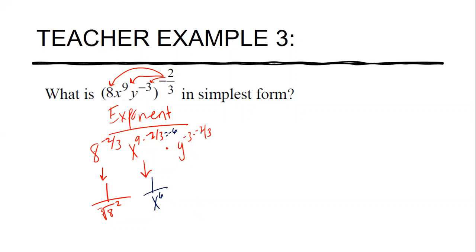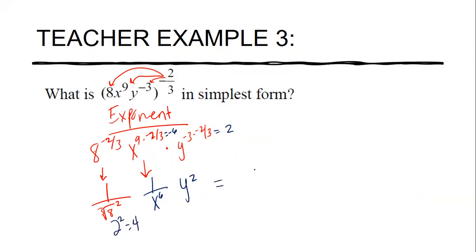Negative 3 times negative 2 is? 6 divided by 3 is 2. So this is just y squared. What is the cube root of 8? And what is 2 squared? 4.